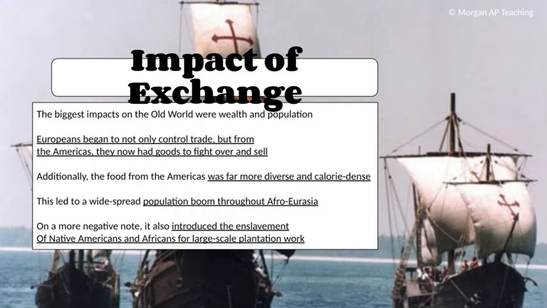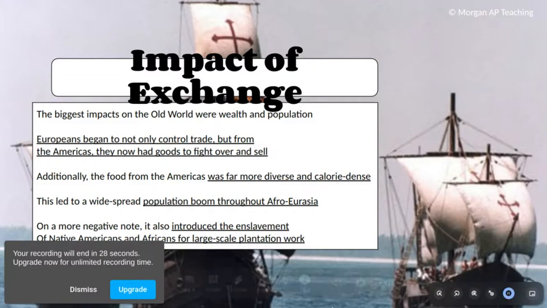Additionally, the food from the Americas was far more diverse and calorie dense. So there was a different variety of foods and it was more filling. Because of this, it led to a widespread population boom through Afro-Eurasia. More people were eating, so the population grew.